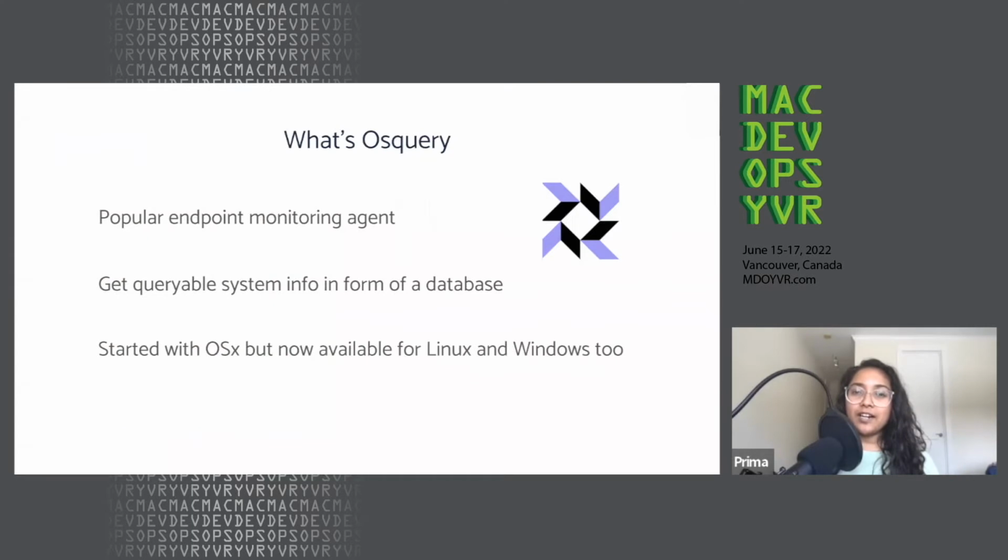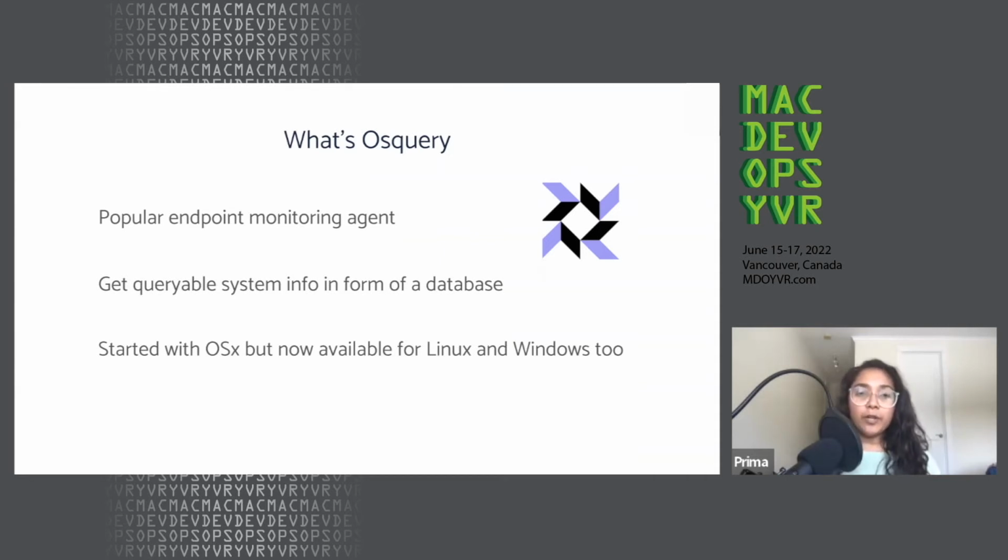So at Twilio and Segment, on the security team, we have the need to observe and monitor activities on all kinds of endpoints. And for that purpose, we use an agent-based solution called OS Query. I'm sure a majority of you in the audience would be familiar with OS Query already, but for those who aren't, here's a quick introduction of what OS Query is all about.